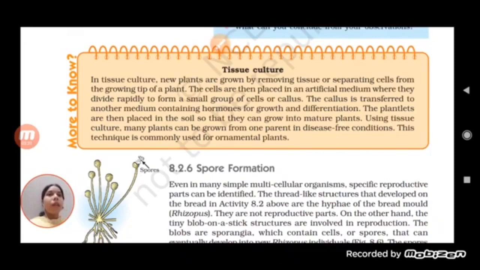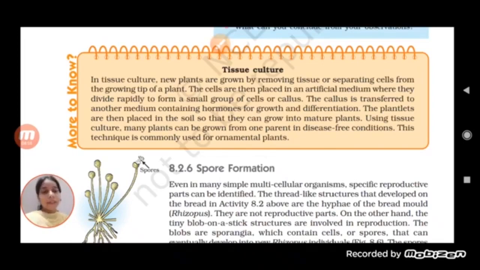Actually what happens here is that we take a small tissue, or separate cells, from the growing tip of the plant. You are very well aware of the different types of plant tissues, students, and one of them is called meristematic tissue. They are present at the tip of the plant, the tip of the root and the tip of the shoot, and they are responsible for the growth of the plant.